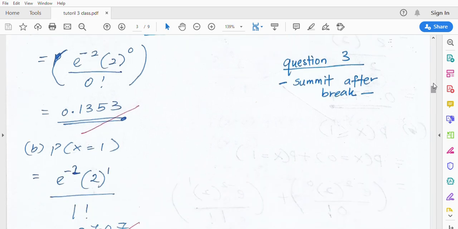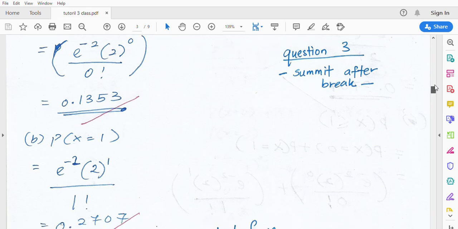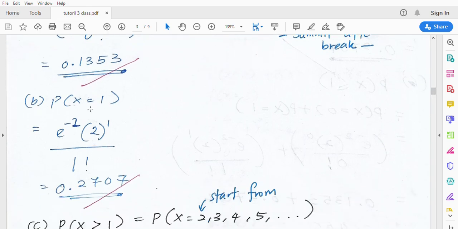And B is the probability of x equals 1. I have also written here that question number 3 is to be submitted after the break, so it is easier. So B is the probability x equals 1 using the same formula, and the answer is 0.2707.